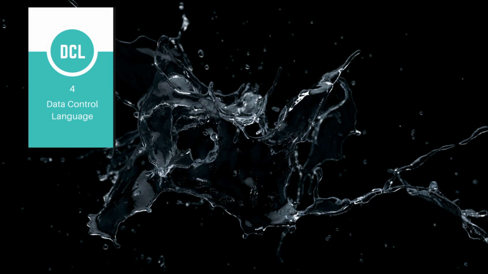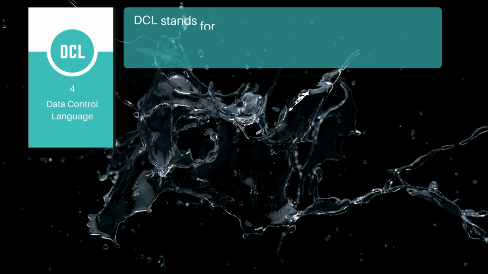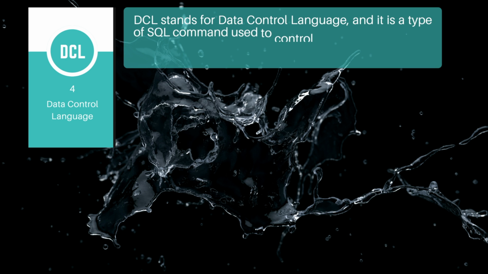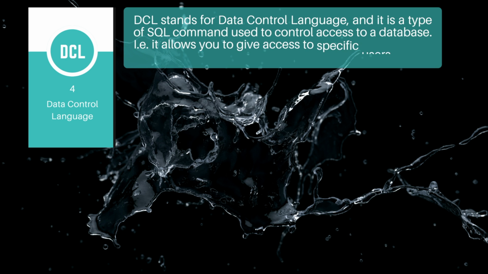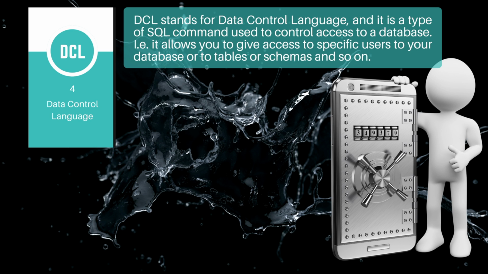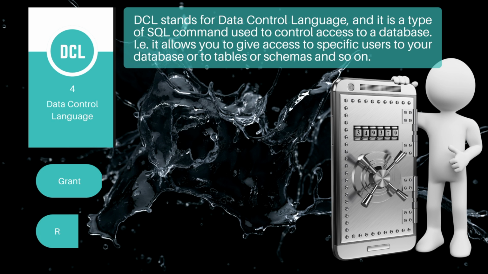Now let's move on to the fourth group type, that is DCL, which is Data Control Language. Data Control Language is a type of SQL command used to control access to the database. That is, it allows you to give access to specific users to your database or to tables or schema and so on. The two most commonly used DCL commands are grant and revoke.